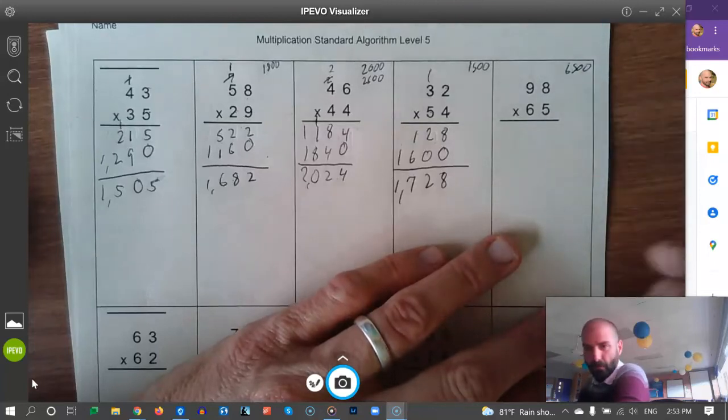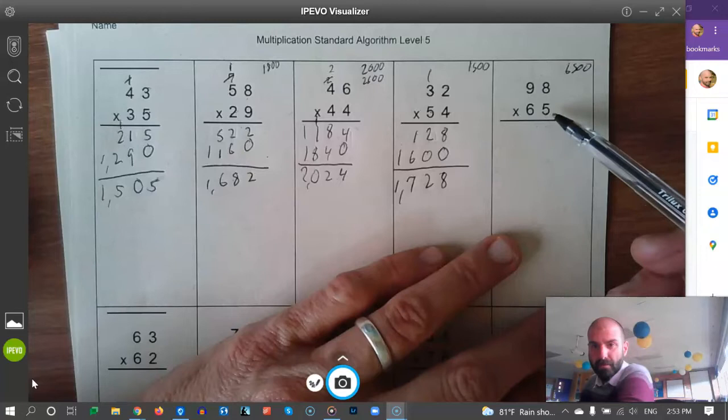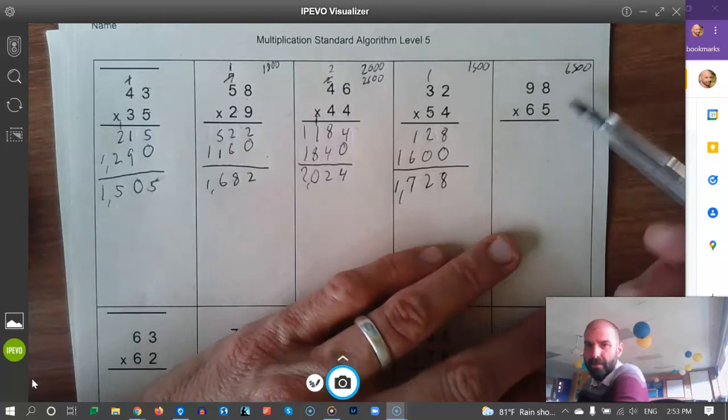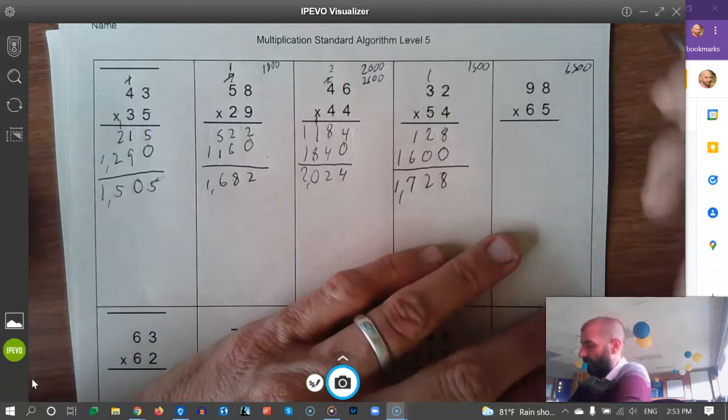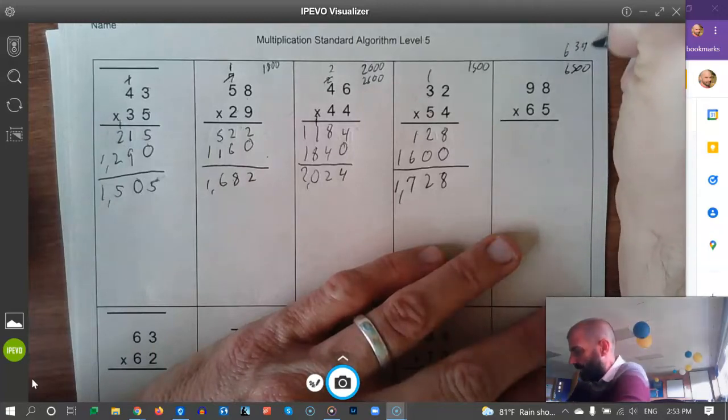Man, that would be just easier, wouldn't it? 2 groups removed of 65, which would be, what, 130? So it is going to be, what, 6,370 is the actual, right? Isn't that the actual answer?